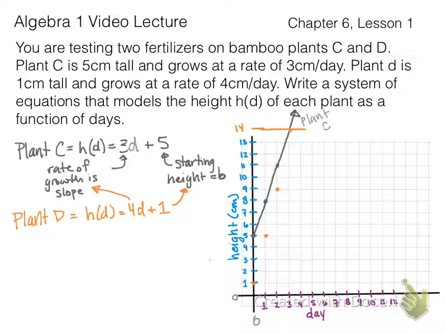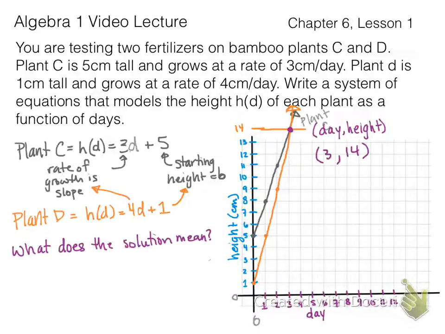And unfortunately my graph doesn't go that high. But it does. It gets there. And so when you connect the dots, it is going to end up at day 3 and at 14 centimeters. What the heck does this mean in relation to our original problem, though? It means that on day 3, both plants are going to have the same height. And they're both going to have the same height of 14 inches.